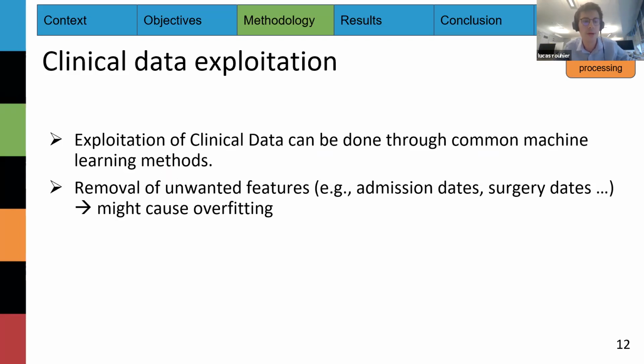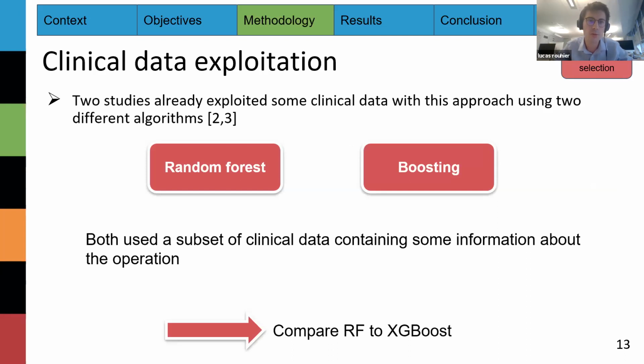And overfitting, in fact, is an important issue in machine learning. It's when a model learns the specifics of a subject and not why the subject is either a 0 or a 1, because we are talking about classification. So 2 studies already exploited some clinical data with this approach using 2 different algorithms. The first one was random forest, and the second one was boosting. The boosting algorithm they used is actually a general boosting method, which is why we call it boosting.